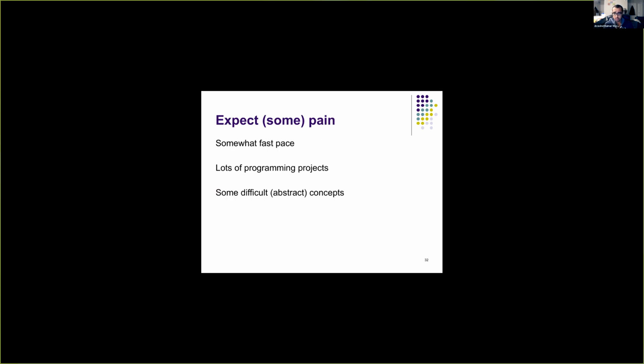So this course will not be easy. You can expect a lot of programming projects. There will be a few labs that will be especially hard, and you may spend a lot of time debugging your code and staring at code, trying to get your head around some difficult concepts.